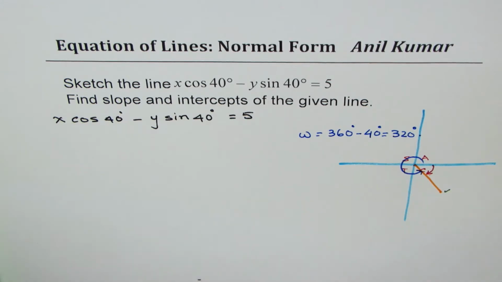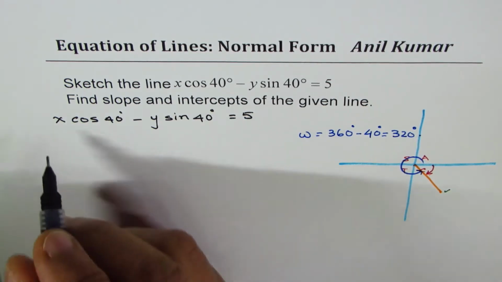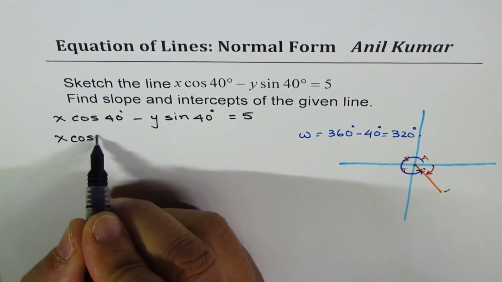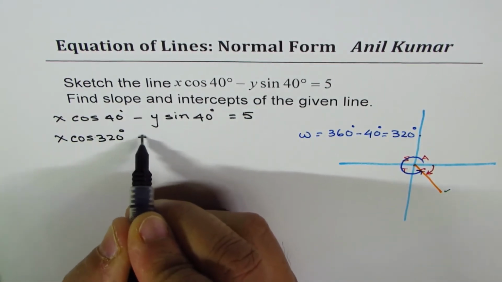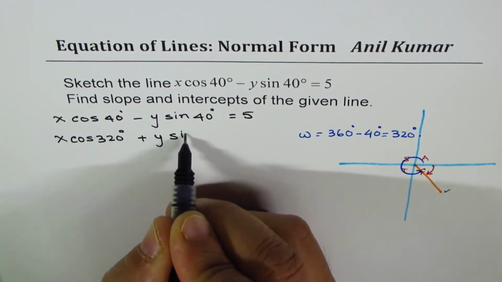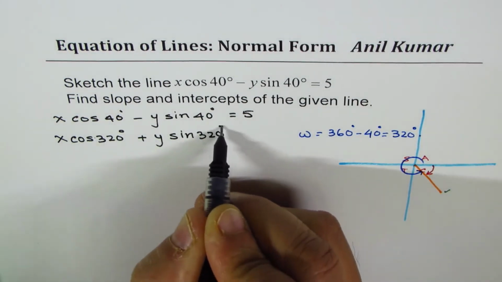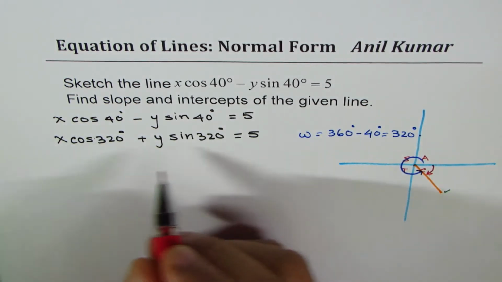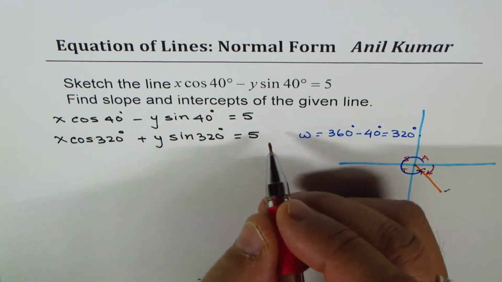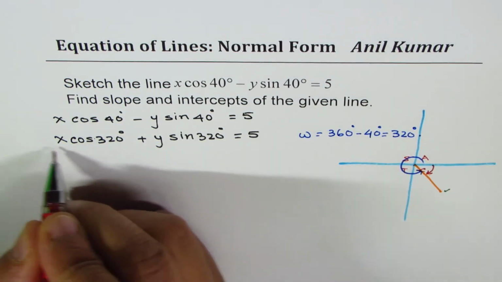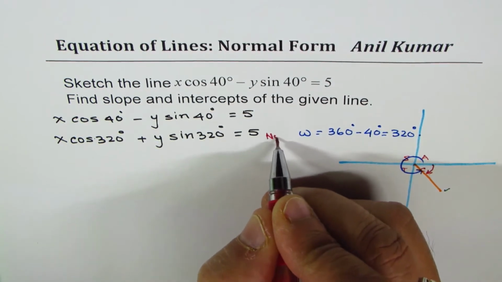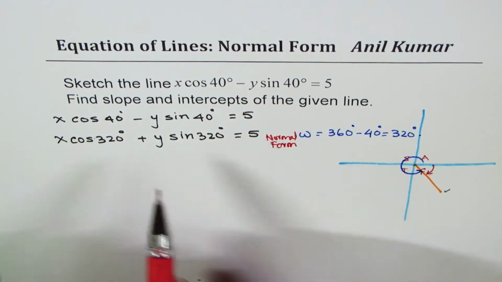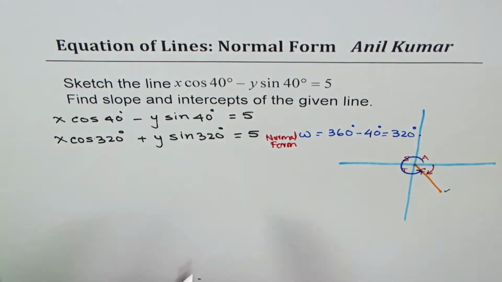So we can rewrite this equation in normal form as x cos 320 degrees plus y sin 320 degrees equals 5. Now that is the normal form. So this is what we will call normal form. Let me write here, normal form. So always remember, in normal form, the sign is positive.